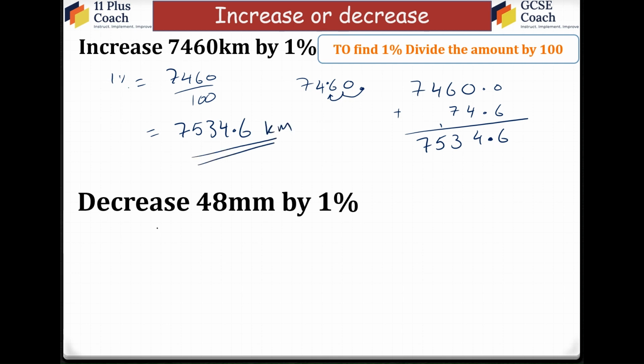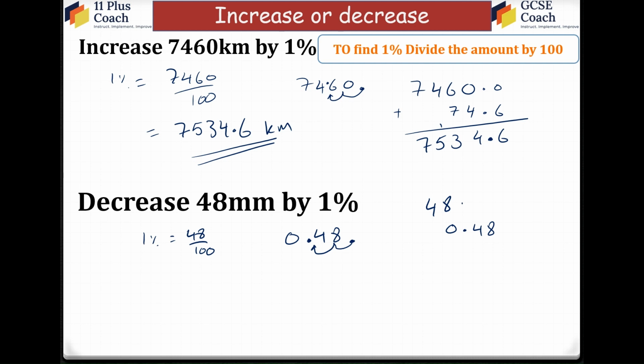And the last question, 48 millimeters by 1%, decrease it. First thing, find the 1%. So 1% will be 48 divided by 100. You find the decimal point in 48, which is at the end of it, and move it back 2 places, 1, 2. When you start with the decimal point, you must add a 0 before it. So the answer is 1% of 48 is 0.48. Now, because I'm decreasing, I must take it away. So 48 is my number. 0 is the units for the second one, 0.48.